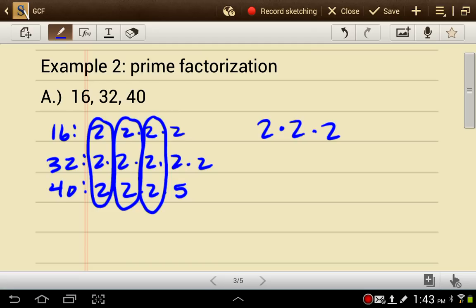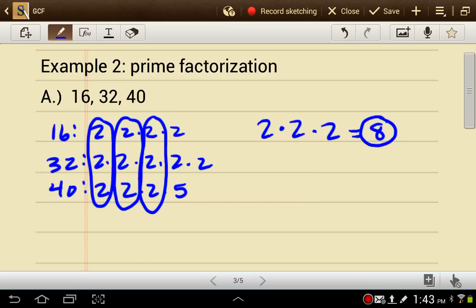I cannot use just the 2's from the 32. It has to be 1 from each number. So that's all they have in common: 3 2's. One set of 2's, a second set of 2's, and a third set. I multiply that. 2 times 2 times 2 is 8. And my GCF of 16, 32, and 40 is 8.